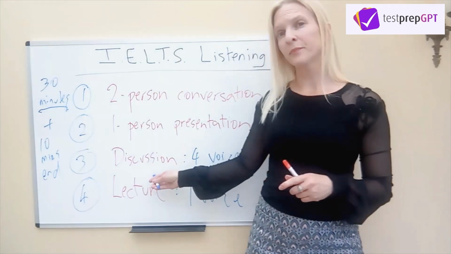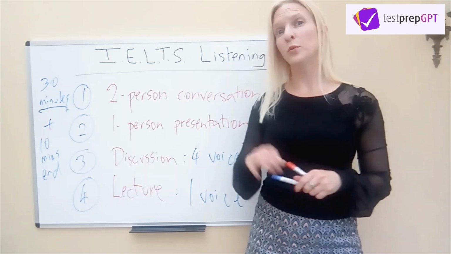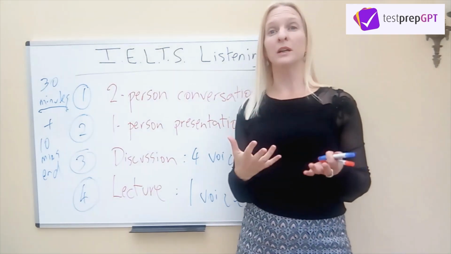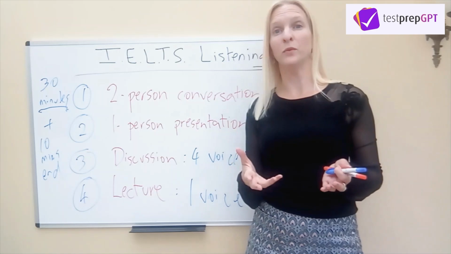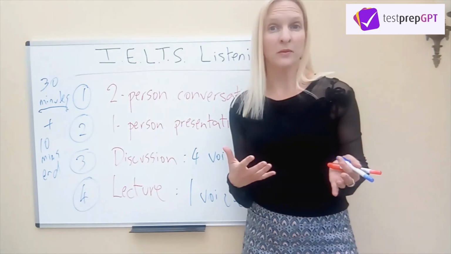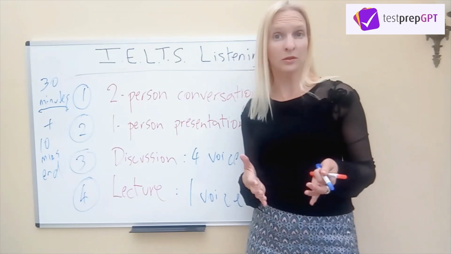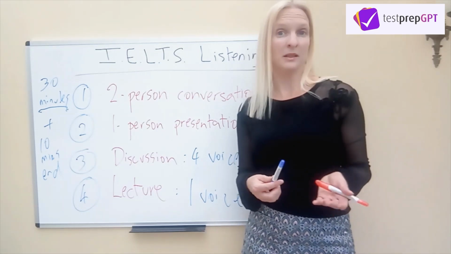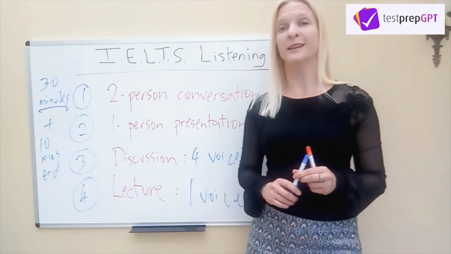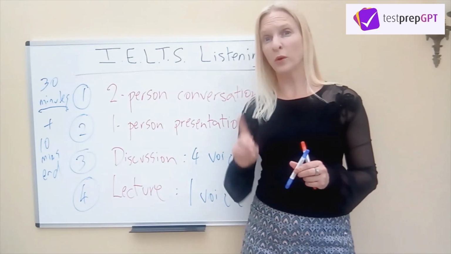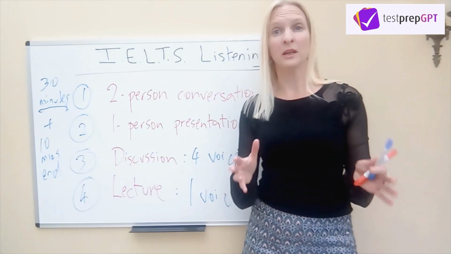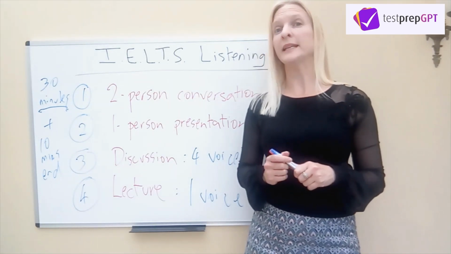Section 3 is a discussion among 4 people. So you'll often have 2 female and 2 male voices, and in the discussion they could be discussing any type of topic, maybe quite a technical topic or an academic subject. And then section 4, it is a lecture. So it's one person speaking about, generally, again, an academic topic. It could be something quite technical.